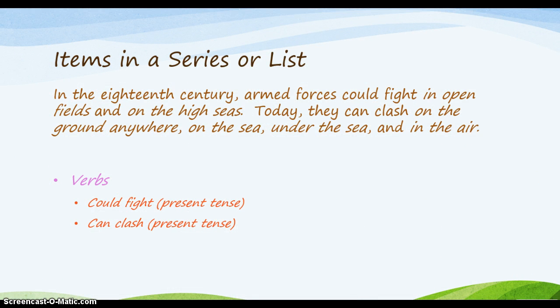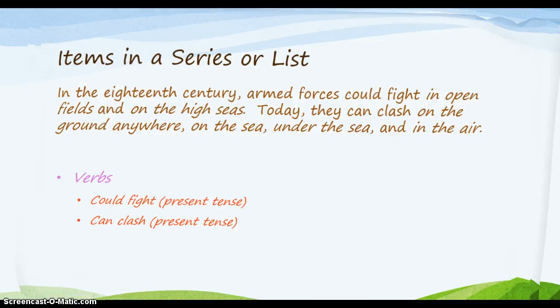Now let's talk about verbs. In the first sentence, we have could fight. This is a present tense verb. In the second sentence, we have can clash, another present tense verb. They have the same grammatical weight, the same importance in what we're looking at. This is what makes them parallel.